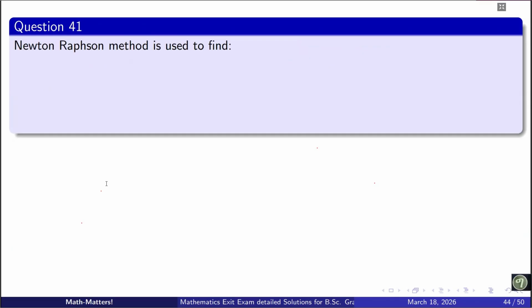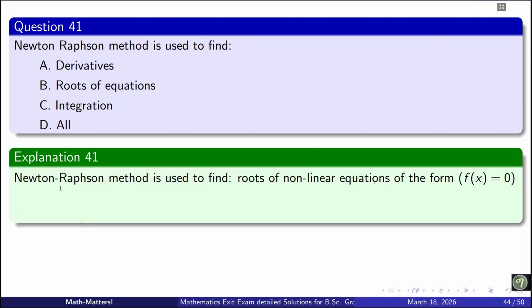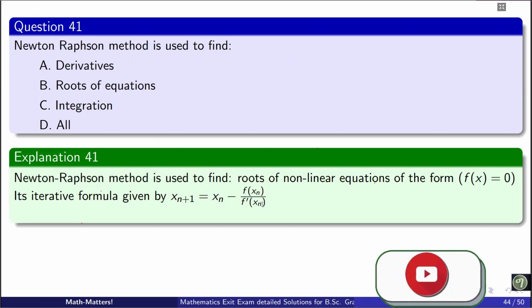Next, the Newton-Raphson method is used to find derivatives, roots of equations, integration, and so on. Here, the Newton-Raphson method is used to find roots of nonlinear equations of the form f of x equal to 0. And the iterative formula for this method is x(n+1) is equal to x(n) minus f of x(n) over f prime of x(n).